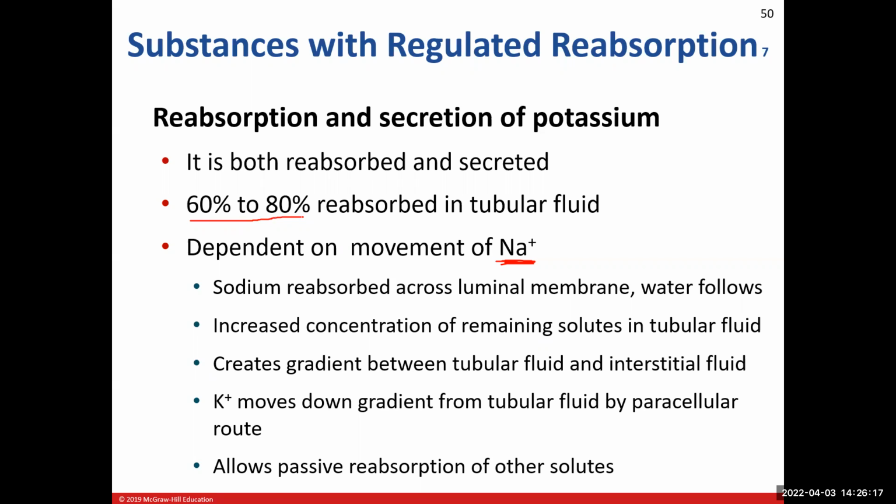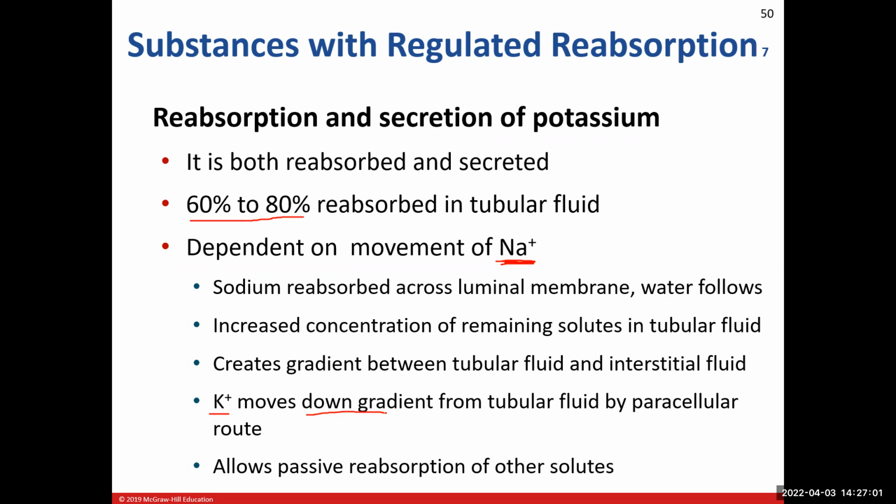So sodium, as you know, when it crosses over into the cell, water follows. And like I said before, as water follows, whatever's left behind becomes more concentrated. And so that more concentrated tubular fluid is going to alter the concentration gradient. And obviously, if we start to change the concentration gradient, then we're going to influence the movement of other solutes, other substances that are in that tubular fluid. So of course, when we're dealing with potassium, potassium is going to move down its concentration gradient.